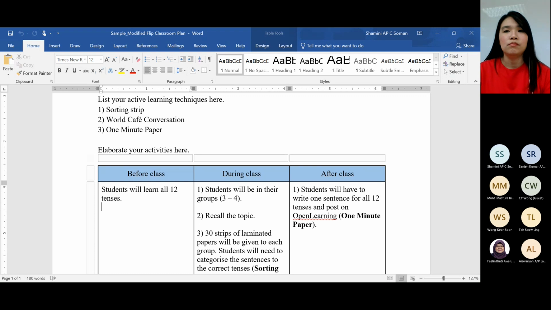For the topic tenses. So now think about your topic, think about your subject, and then you try to create a very, very simple lesson plan for about 2 hours or 3 hours. Correct? How long are we giving, Miss Wendy, for them to prepare? Okay, maybe about 10 minutes. Okay, so give about 10 minutes.